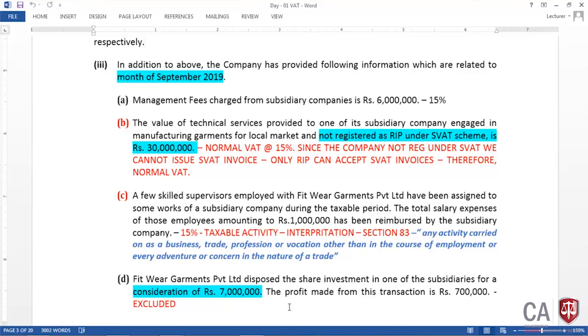Then part B, the value of technical services provided to one of its subsidiary companies engaged in manufacturing garments for the local market and not registered as RIP under a scheme is rupees 30 million. Now see, I have registered to the SVAT scheme, but this person has not registered to the SVAT scheme as RIP, so I shall issue a normal tax invoice to that person. Then normal VAT at 15% applies. Since that other organization has not registered under SVAT, we cannot issue a suspended tax invoice to that normal VAT person. Only an RIP can accept the suspended tax invoice. Therefore, this is liable for normal VAT.